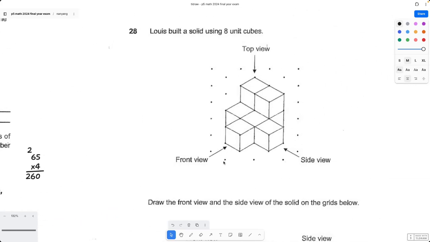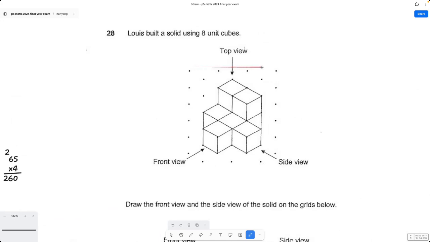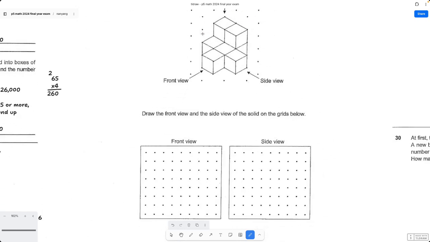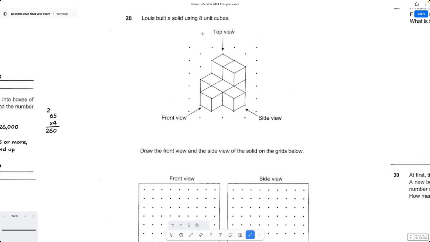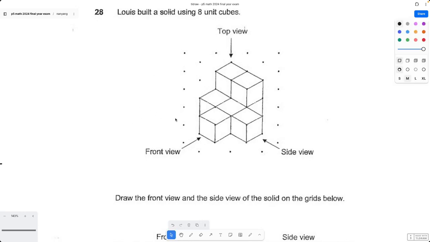All right, let's move on to question 28. So top view, front view, side view. Louis built a solid using 8 unit cubes. So draw the front view and the side view. Okay, so the front view. I'm going to put the front view as this. So you put 1, and then 2, and then you have 3 over here, then you have 4, and 5. So that means 1, 3, 2, 4, and 5.